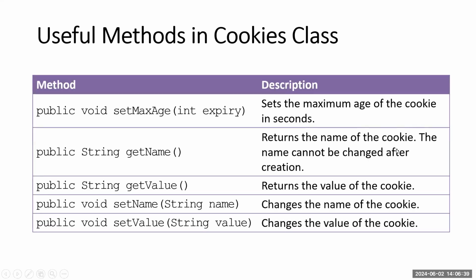So these are some useful methods of the Cookie class. setMaxAge, that is the number of seconds after which the cookie will be deleted by the browser. Then getName, getValue, setName and setValue. Super simple, right? getName, getValue, setName, setValue, and getMaxAge, setMaxAge.